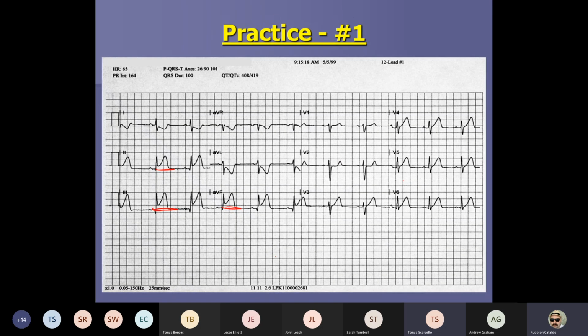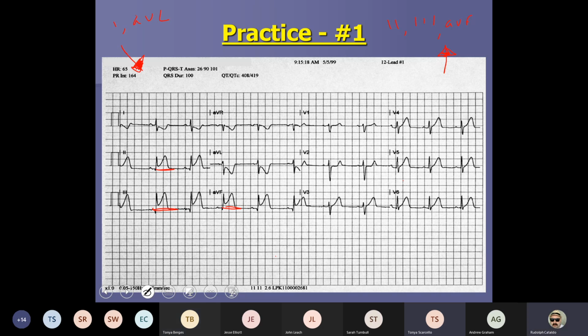So, elevation I only see in leads II, III, and aVF. Would you guys concur? Yes. Okay. Well, the first one in I, that's elevation? No, sorry. I is depression. Okay, there we go. So I and aVL, I've got depression, right? Goes down. Correct.